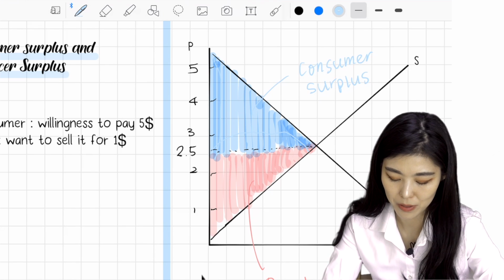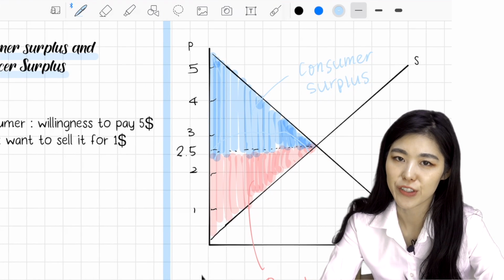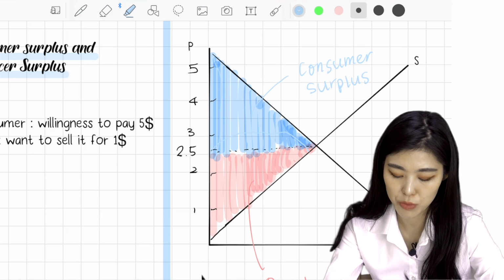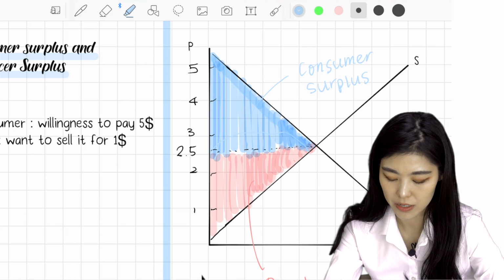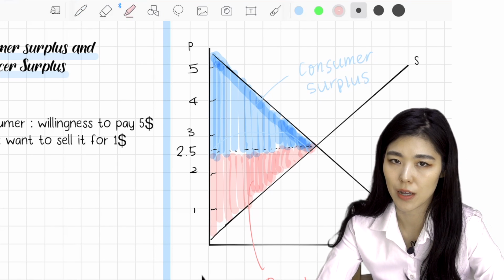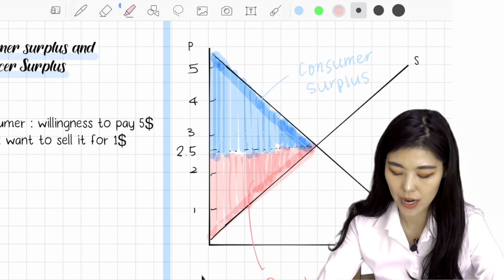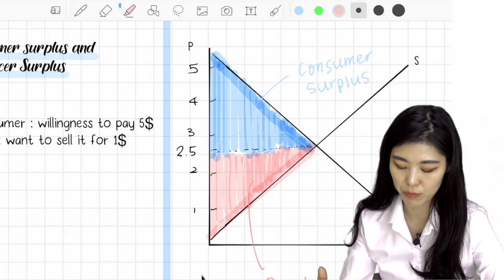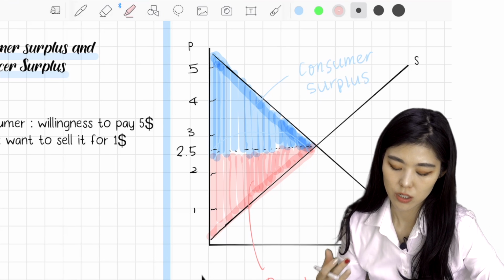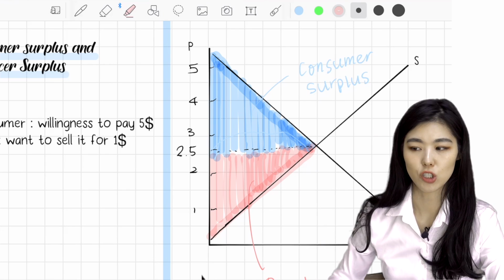And producer surplus too as well. If you get confused, just remember that consumer surplus is stuck on the demand curve and the producer surplus is something that suppliers get. So adjacent to the supply curve would be producer surplus. Adjacent to the demand curve, there would be consumer surplus.